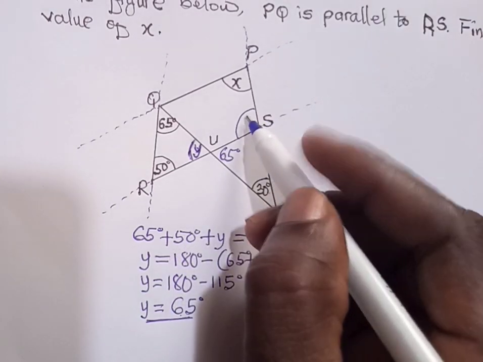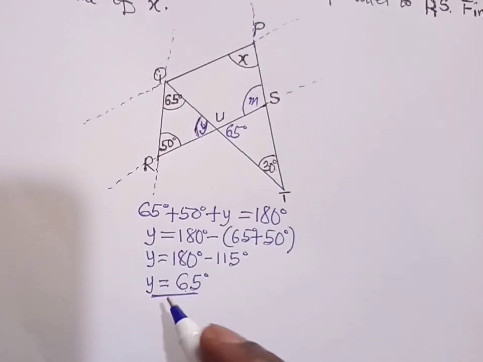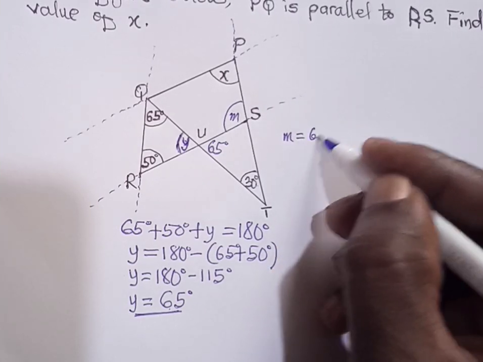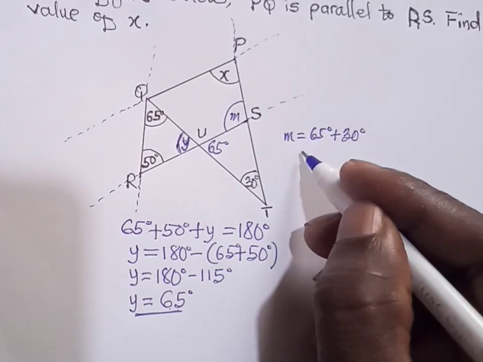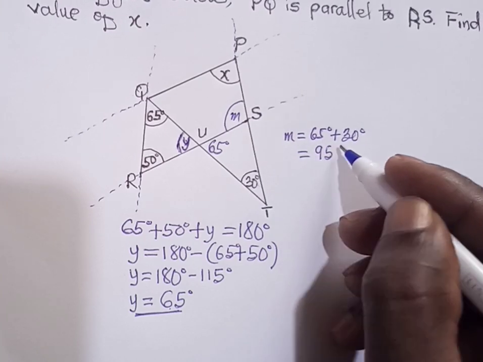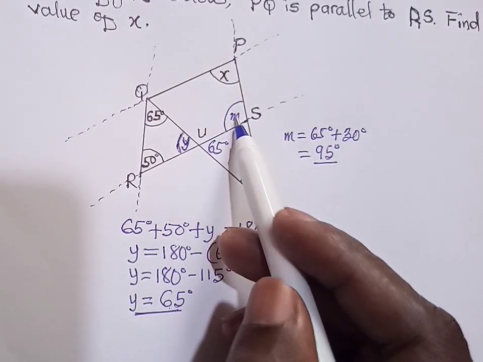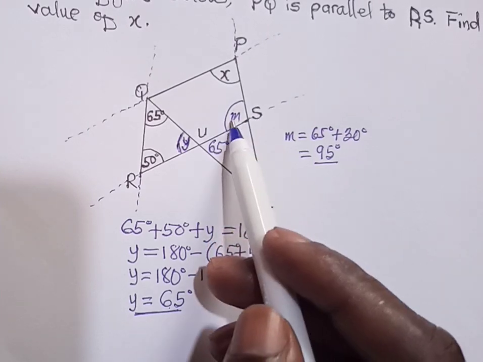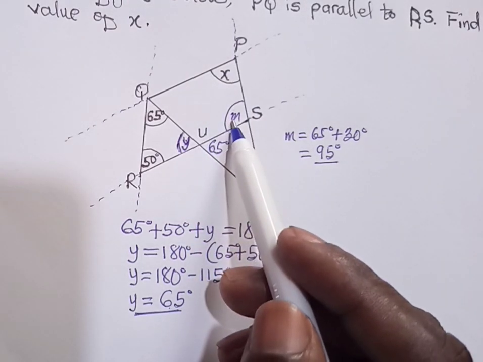Let me call this angle m. To get my m, I will only add 65 degrees to 30 degrees, which will give me 95 degrees. So that is for this angle. This angle is 95 degrees. Once I'm able to find this angle as 95 degrees, then finding x becomes very, very simple.